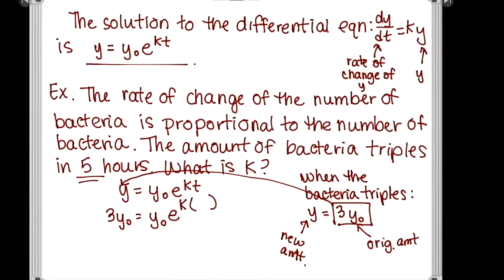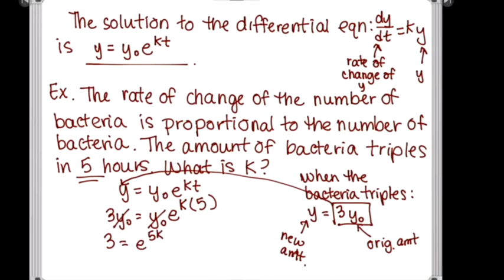But they told us this tripling happens after 5 hours. So we're plugging into our equation, and now we're just going to solve for k. So we can just divide the y sub 0 out of both sides. So now we have 3 equals e to the 5k.